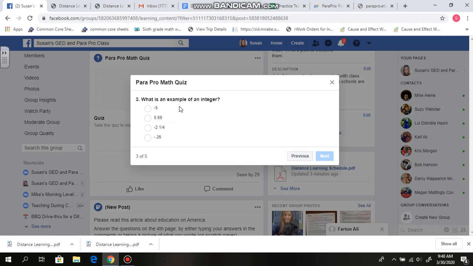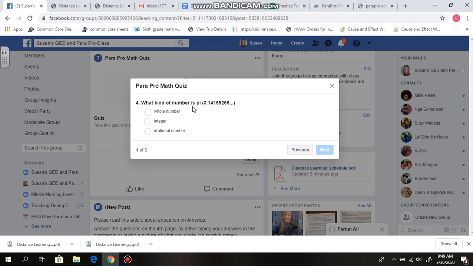Number 3, what is an example of an integer? So integers can be negative or positive numbers, and they're negative or positive whole numbers. So we've got -5, which is a negative whole number. We've got 5.69, this is a decimal. -2 1/4 is a fraction. -26 hundredths is a decimal. The only integer that's a whole number is -5. So integers are whole numbers that are negative or positive.